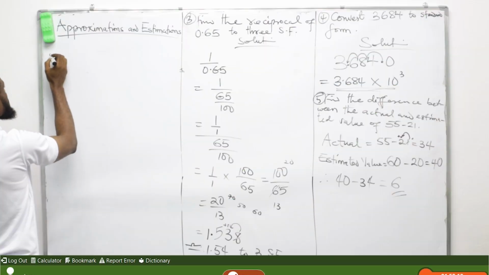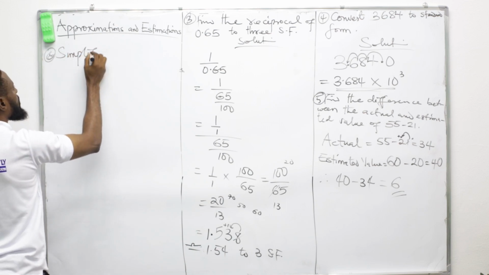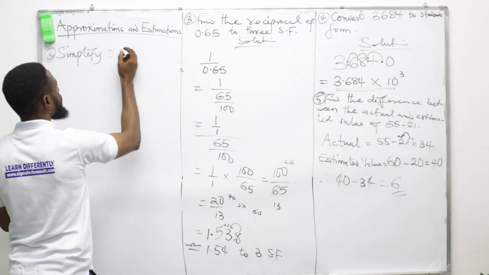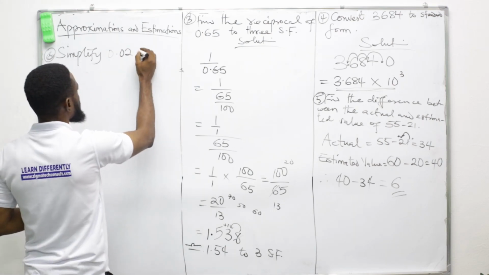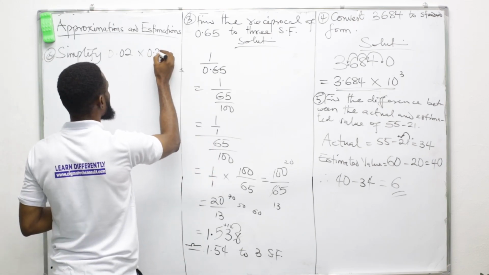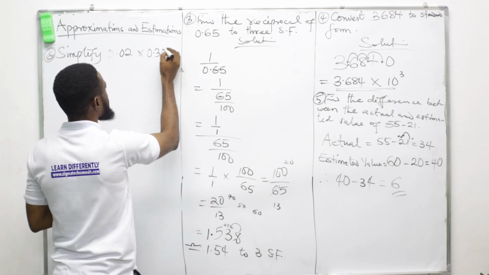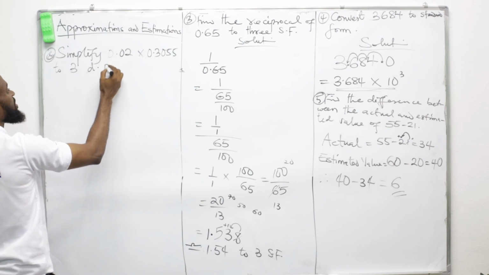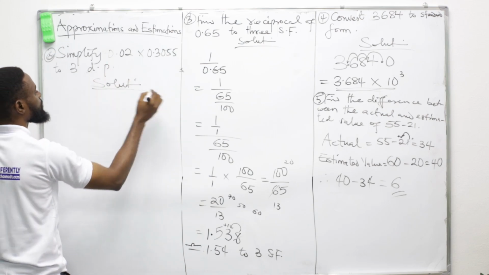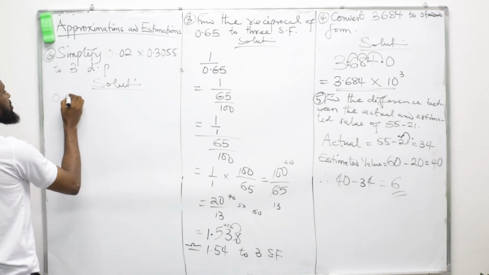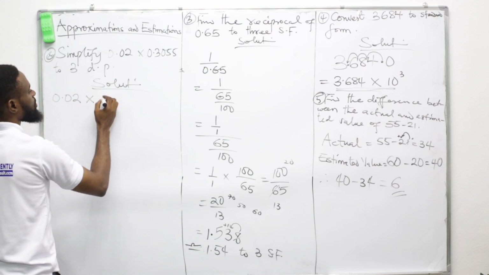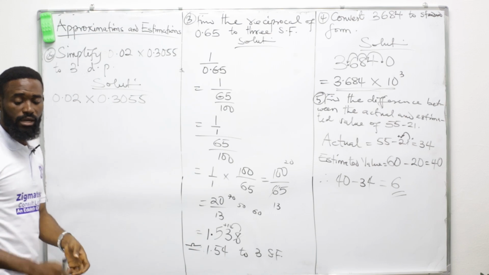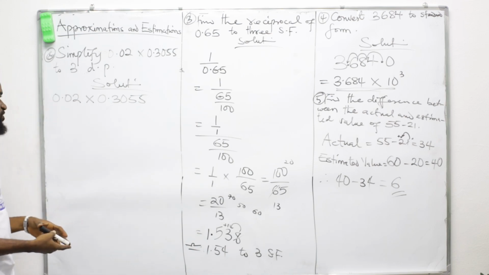Simplify, that is number 5. Number 6. Simplify 0.02 times 0.3055 to 3 decimal places, to 3 dp, that is decimal places. Please permit me to use that, okay? So this is 0.02 times 0.3055. So 2 decimal numbers multiplying each other, okay?